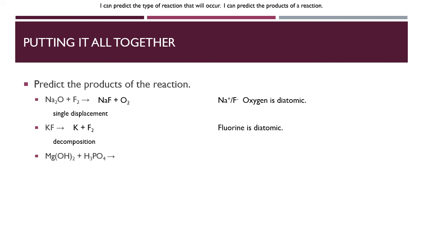Next one. We have magnesium hydroxide reacting with phosphoric acid. So again, pause the video, ask yourself what type of reaction and what will our products be.